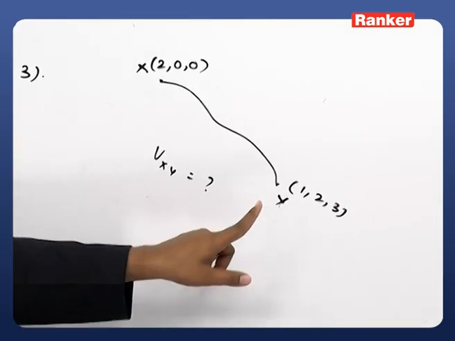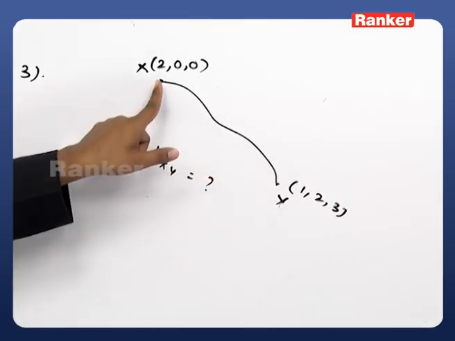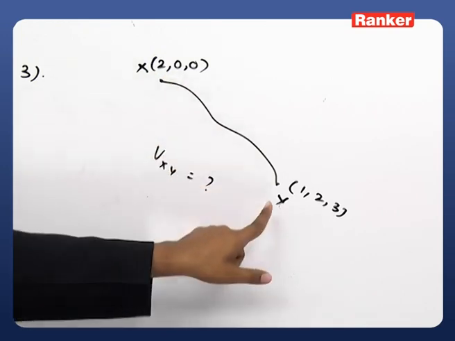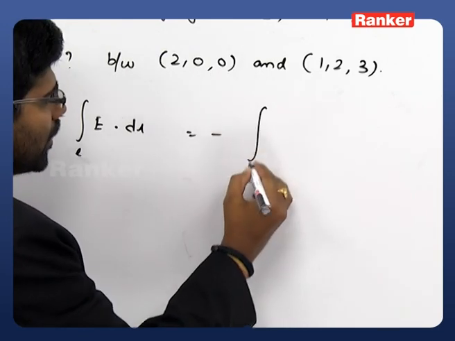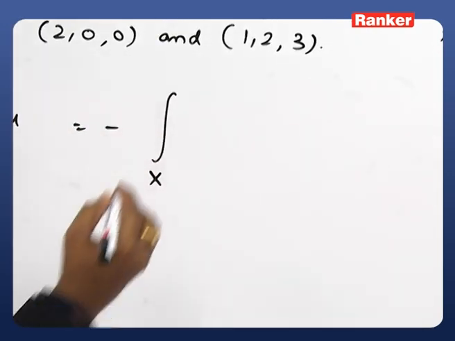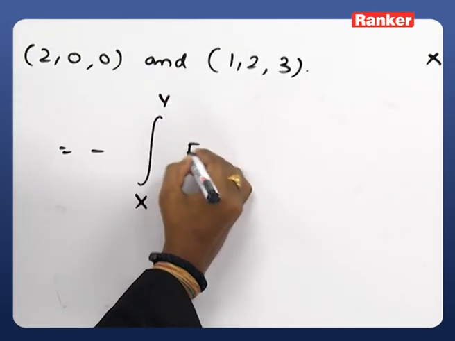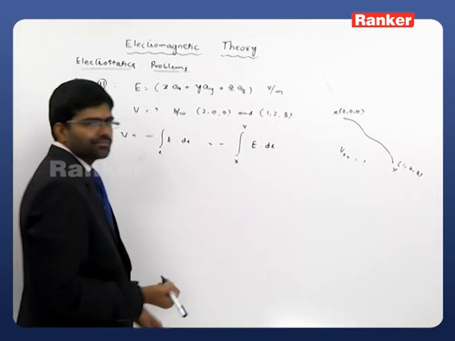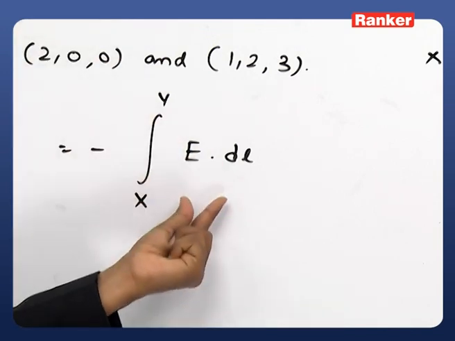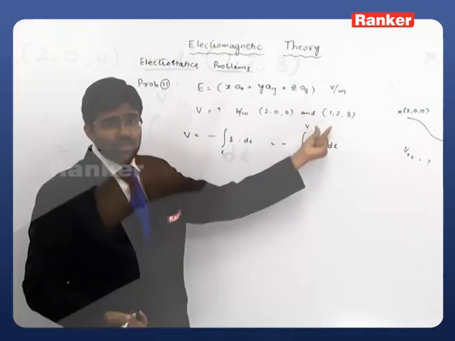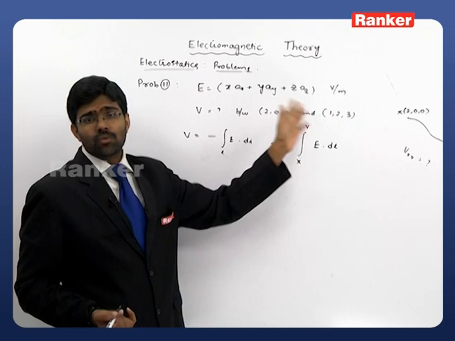Always recollect the concept that we have. This line integral will be taken from the starting position to the ending position. So what I write down is V equals minus the integral from point x to point y of E dot dl. Now replace this E with the equation that we have, and replace dl with the equation we are supposed to take in the rectangular coordinate system.